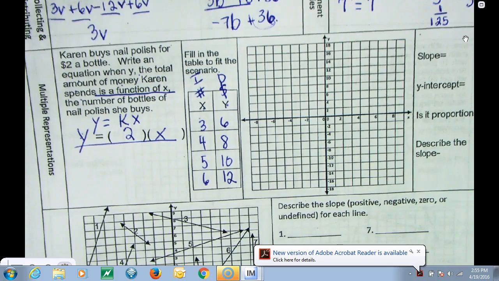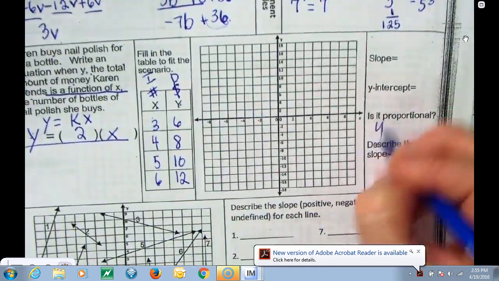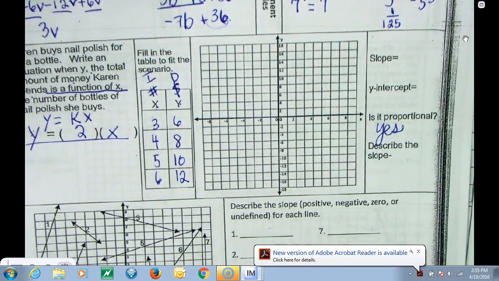Since it's in y equals kx, what do we know about it before we ever graph it? It's going to be proportional. We already know it's going to be proportional. Is it proportional? Well, yes. It's y equals 2x.